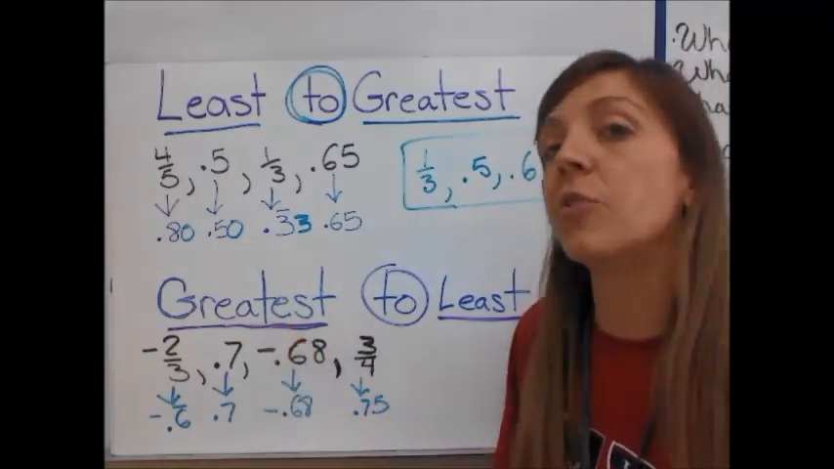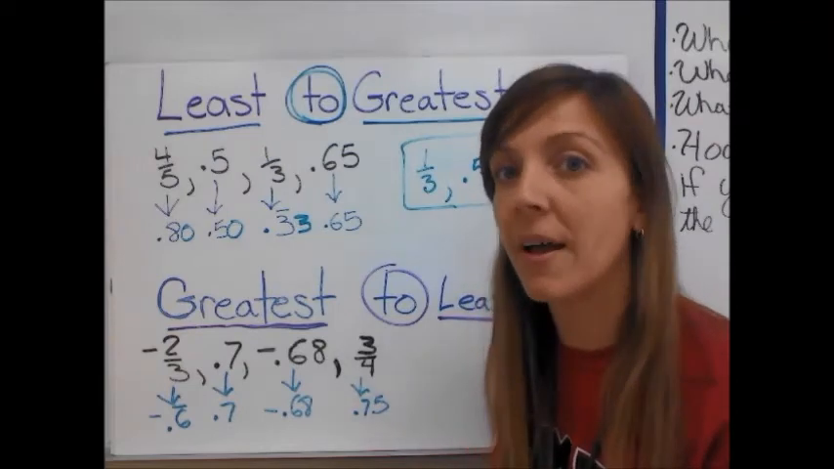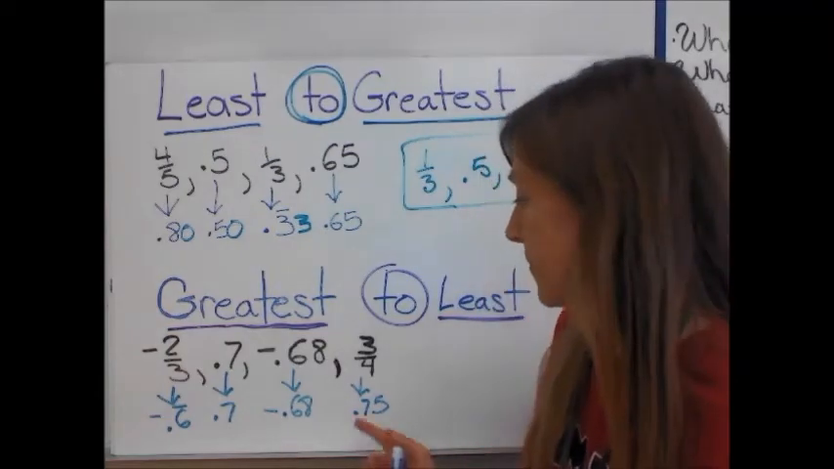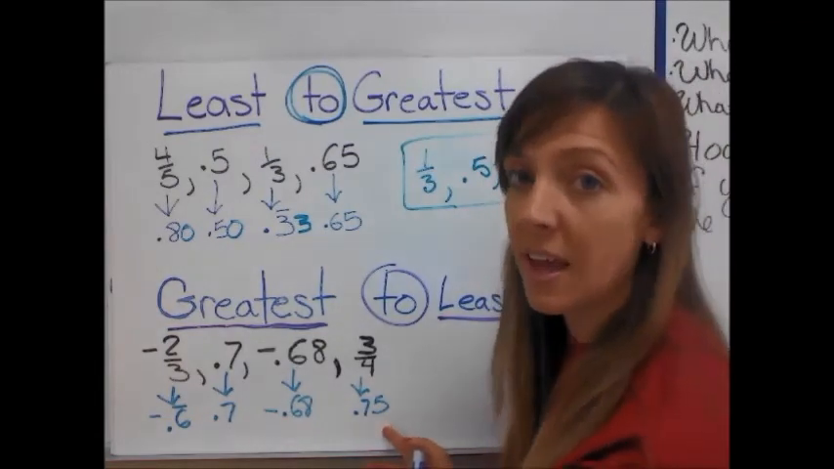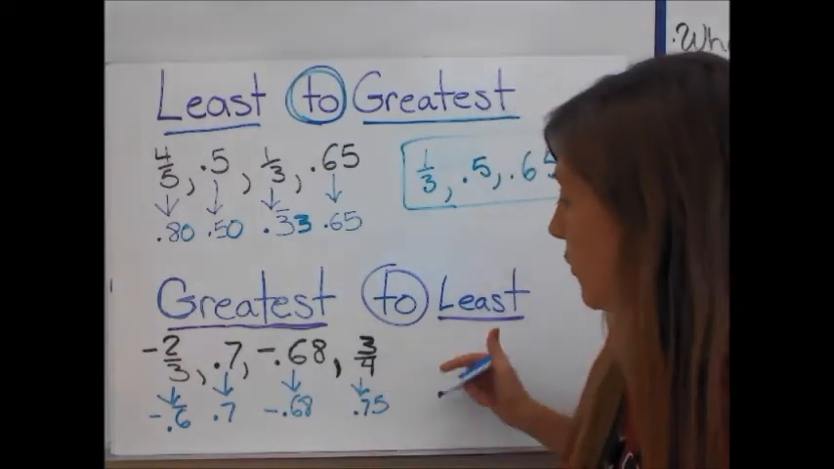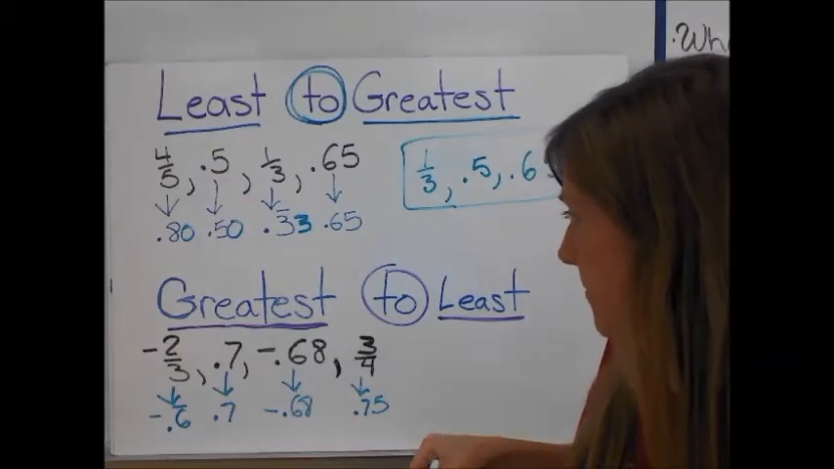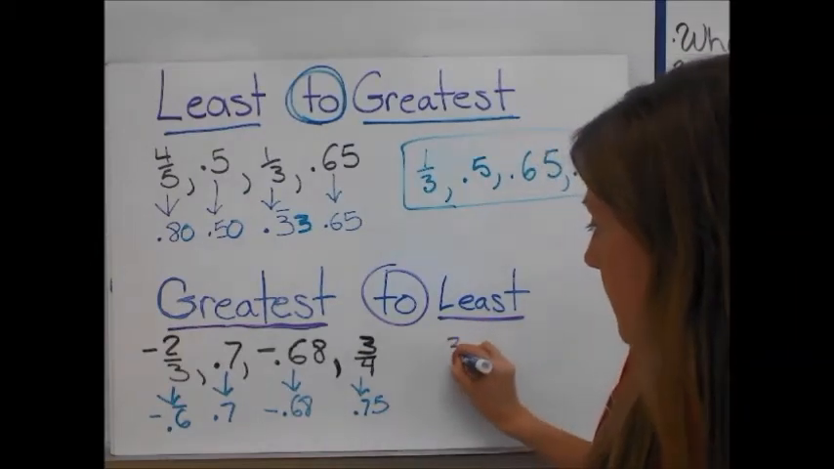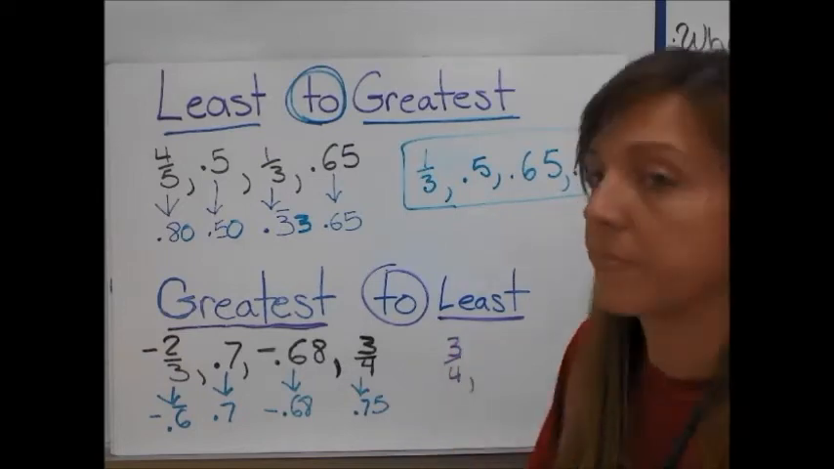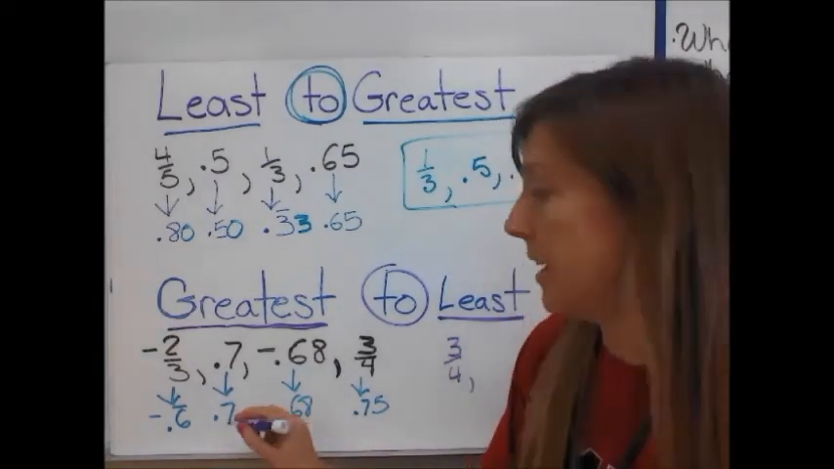I'm going to order these from greatest to least, so my largest numbers. First, I'm going to look at my positive numbers. I know positives are larger than negatives. I have 75 cents and I have 70 cents. Which one's larger? 75 cents. So that's 3/4. Next, 70 cents.